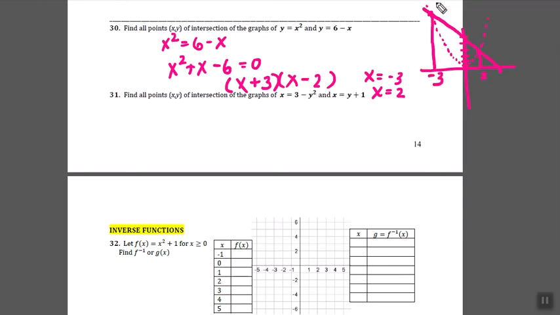And we could even find out what the y coordinates of those are if we had to. Since it says x comma y, it would be at 2 comma, well, I can plug it into either one of these. 6 minus 2 is 4, or 2 squared is 4. So they intersect at 2, 4 right here. And at -3, if I plug that into either equation, it shouldn't matter. -3 squared is 9, or 6 minus -3 is 9. So that is my other point of intersection right here.